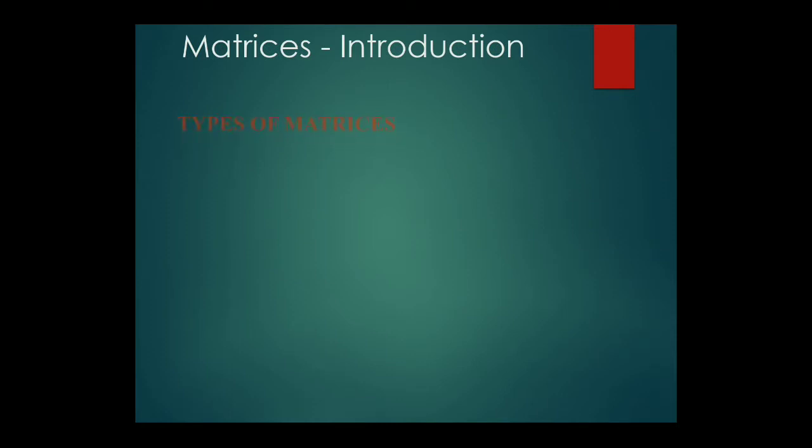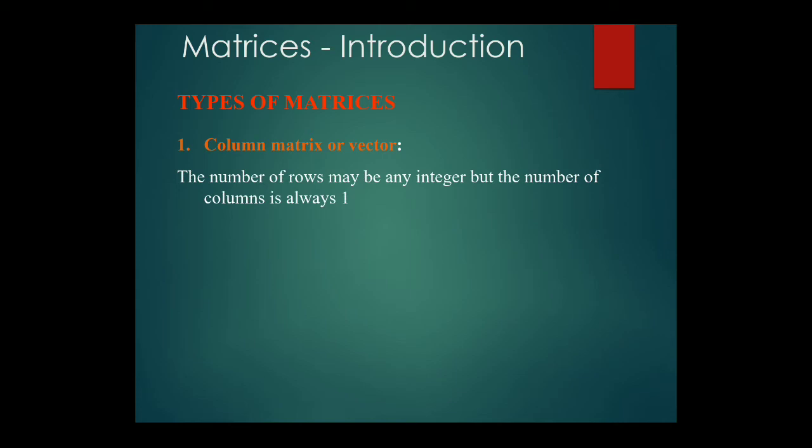The first type is the column matrix or vector. So what is a column matrix? The number of rows may be any integer, but the number of columns is always 1. So here we have a few examples, that is 1, 4, 2. Here we have one column, again 1, 3, one column. The general form of writing a column matrix is A11, A21, A31, so on to Am1. So this is how we write it.